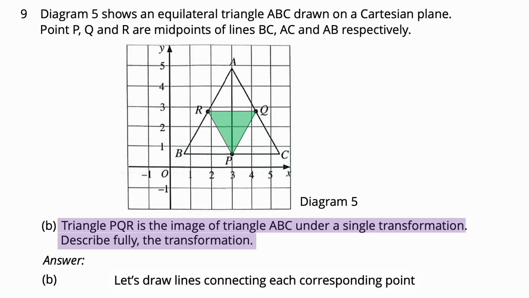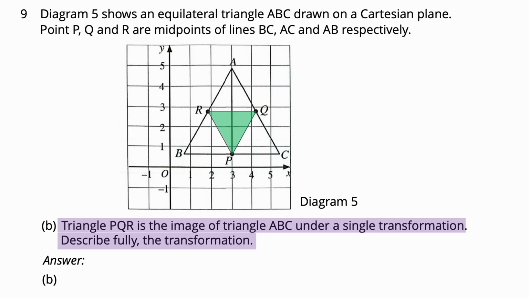Let's draw lines connecting each corresponding point. Draw a line through A and P, a line through C and R, a line through B and Q. The point where all three lines meet is the center of enlargement. The center of enlargement is 3, 2.